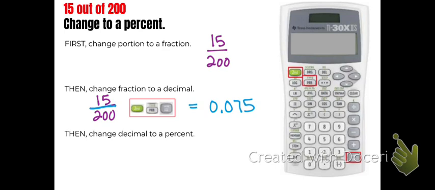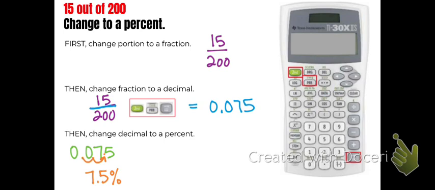Now that we have a decimal, there's two different ways you can go about changing it to a percent on this test. First, we can just move the decimal. You take that decimal point and you move it to the right 1, 2. So now it's 7.5, and just put the percent symbol on it.